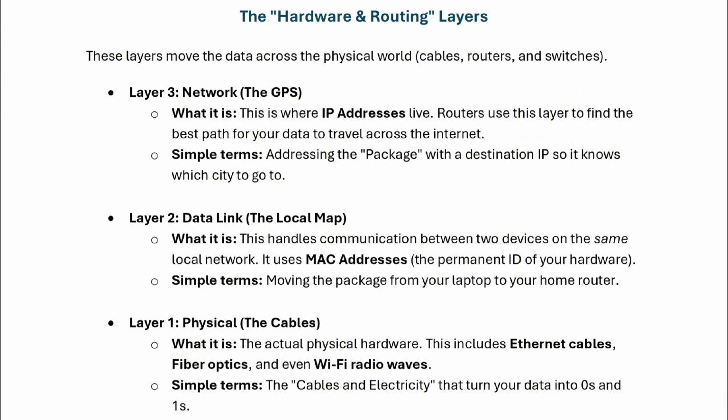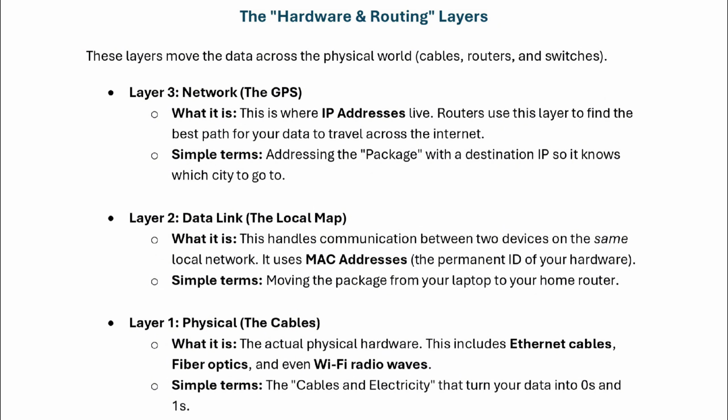Layer 1 is the physical layer, the cables. What it is: this is the actual physical hardware. This includes Ethernet cables, fiber optics and even Wi-Fi radio waves. In simple terms, the cables and electricity that turn your data into zeros and ones. So what do these hardware and routing layers and the transport layer, and the software layers, mean?